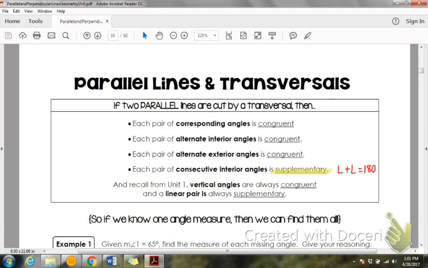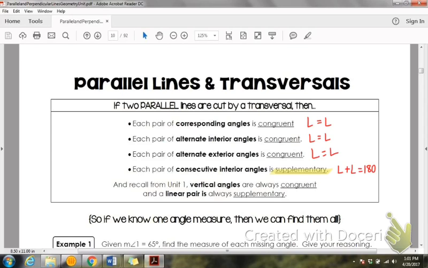Congruent. So anytime you have a pair of corresponding angles, you're going to set them equal to each other. Anytime you have alternate interior angles, you're going to set them equal to each other. Anytime you have alternate exterior angles, you're going to set them equal to each other. The only ones that are 180 or supplementary are consecutive. I like to remember that this way: same side supplementary. If they're on the same side, then they are supplementary.